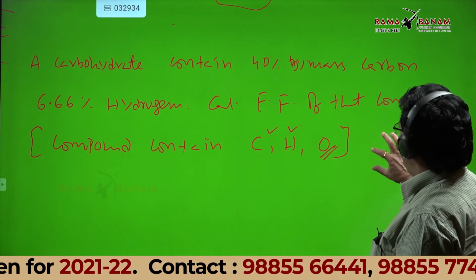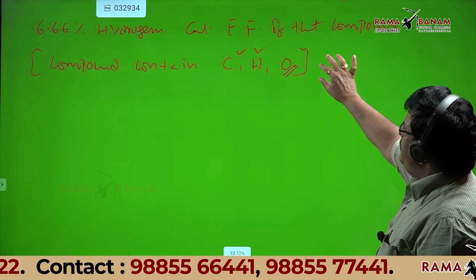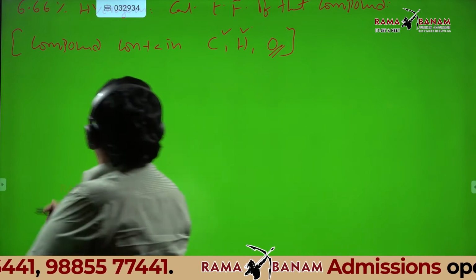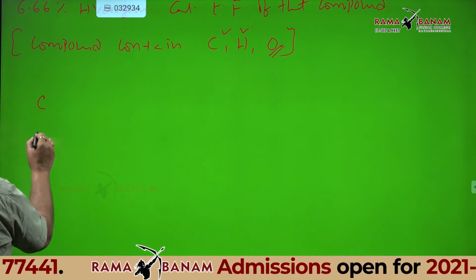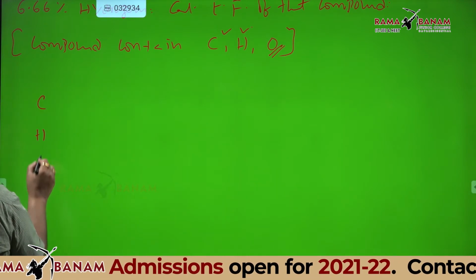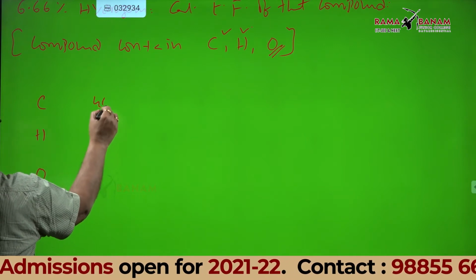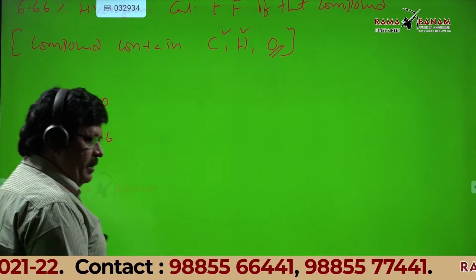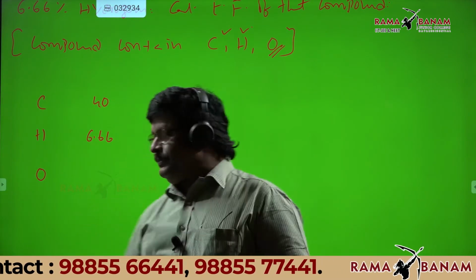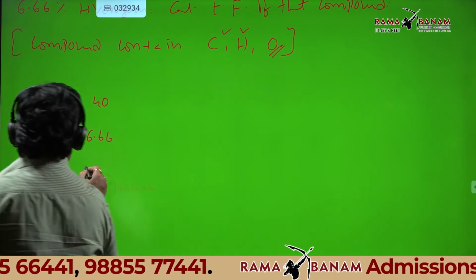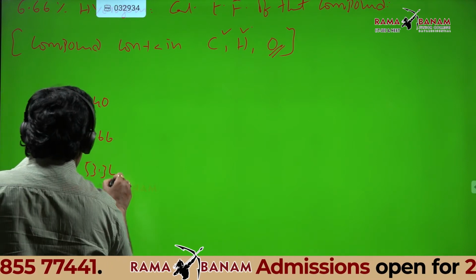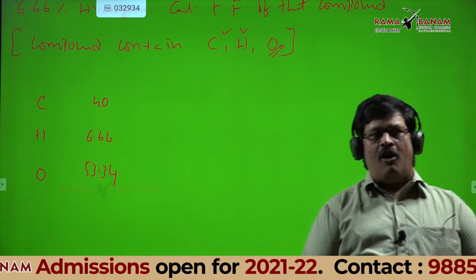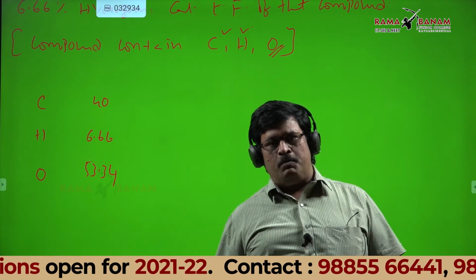Sir, can I do that problem? I'll write first the elements: carbon, hydrogen, oxygen. This is given as 40, and this is 6.66. Can anyone tell what is the percentage of oxygen? 53.34. Excellent. That's what a teacher actually wants. A very good response from you all.